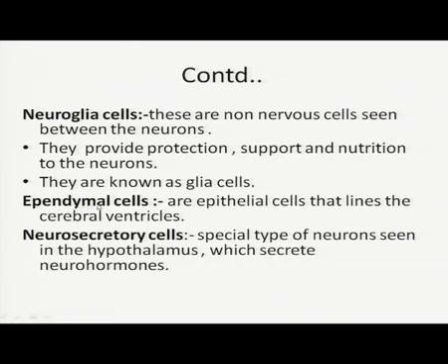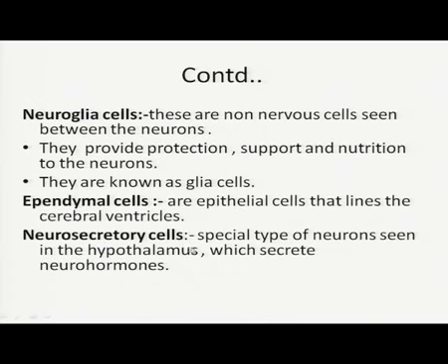The third category, that is ependymal cells. This refers to epithelial cells that line the cerebral ventricles. Now, what is a ventricle? Cerebral ventricle: the small chamber seen inside the cerebral hemispheres. So, cerebral ventricles that are lined by that special epithelial tissue, it is known as ependymal cells.